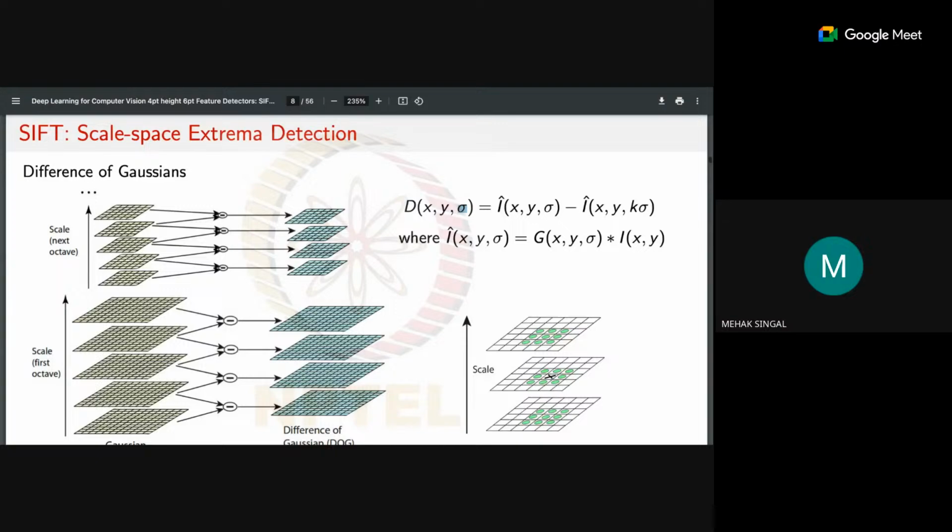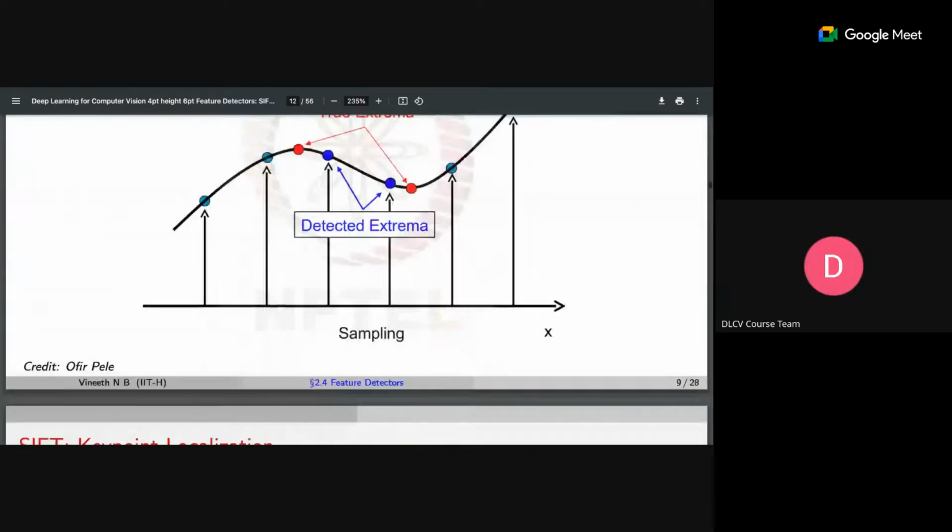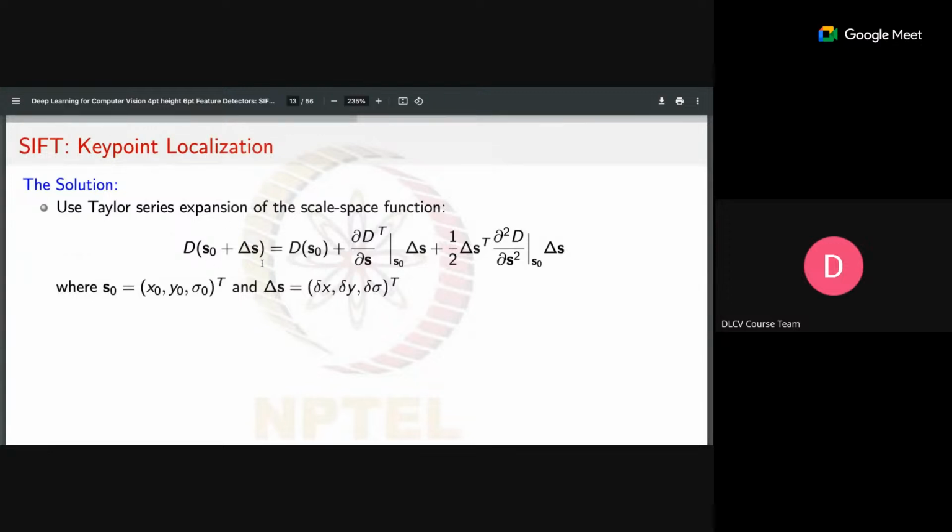Got it. Now we move on to the next step. Given this function, if there is a small change, delta s, where s is represented as some x1, y1, sigma 1, you basically expand this function as a small change in x, y, and sigma. You can represent it as a Taylor series expansion. You can expand this function using Taylor series, correct? Up to some degree. Here, degree is 2. Up to second derivative, you have expanded your function.